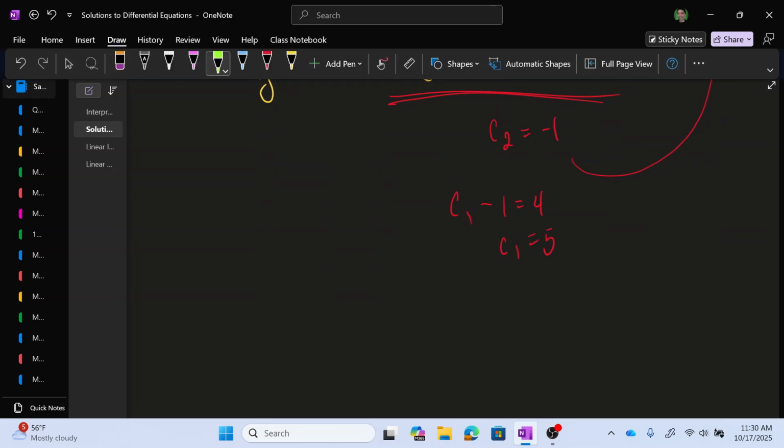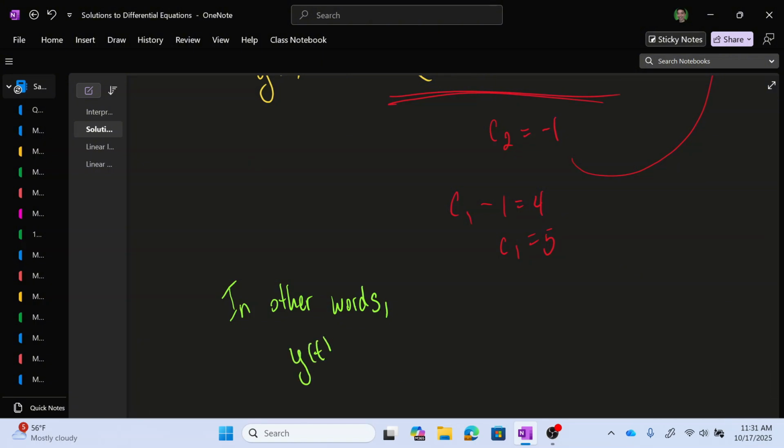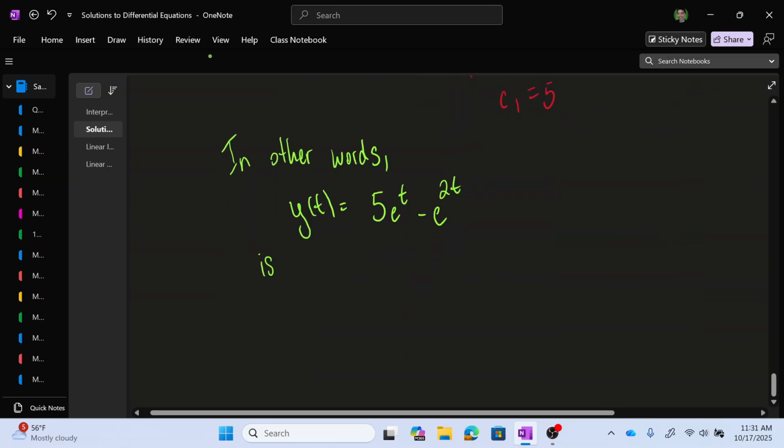So from those initial conditions, we've found that the C1 and the C2 in the template must hold these values. So in other words, the function y of t equals the C1 we just found, 5 e to the t, minus the C2, e to the 2t. This function is a solution to the entire initial value problem.